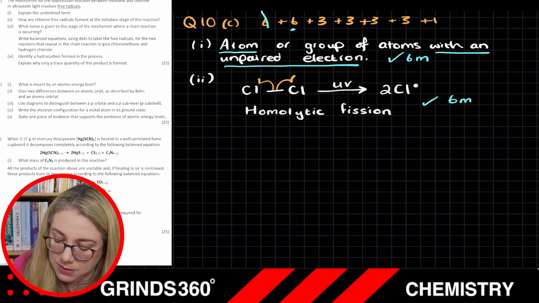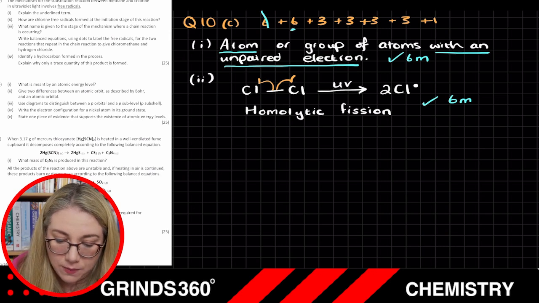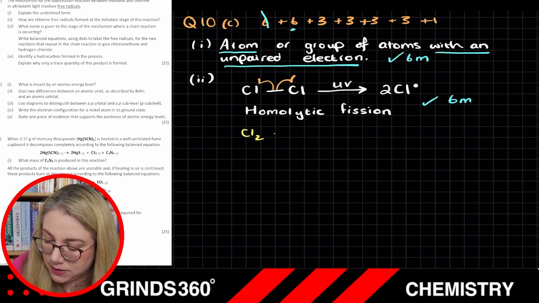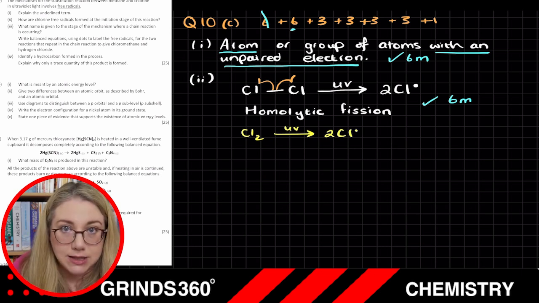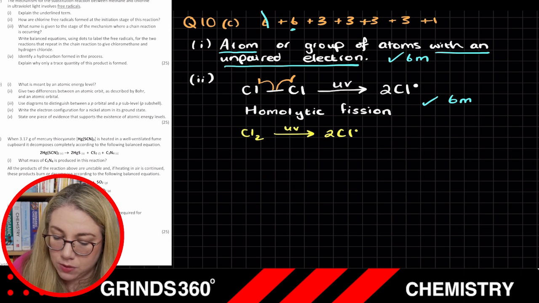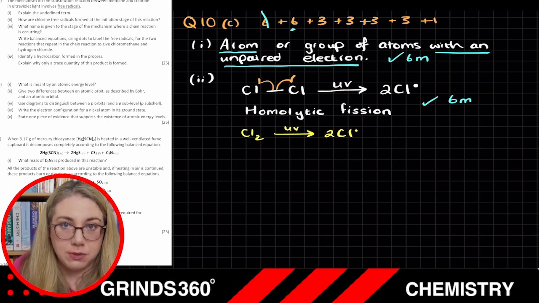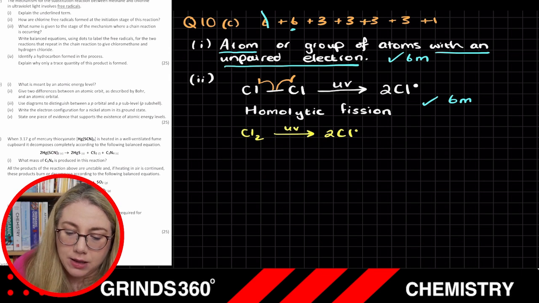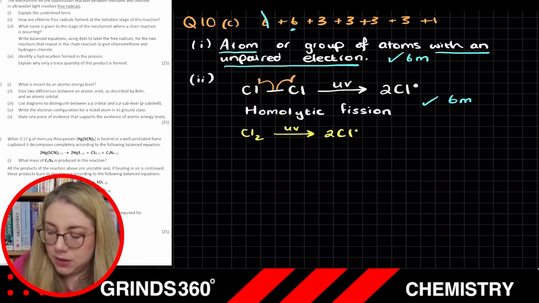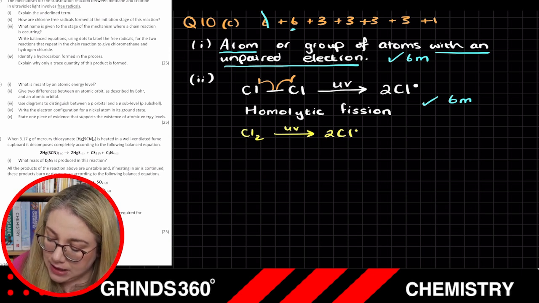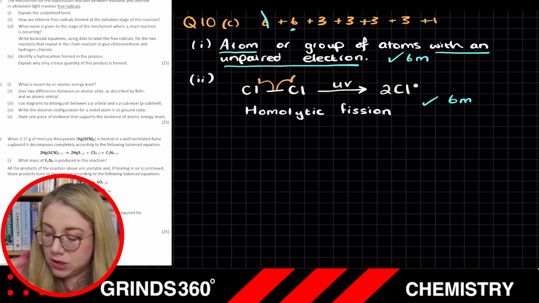Now, other acceptable answers here, I'm going to write them in yellow. If you did it as Cl2 in the presence of UV light and you just showed 2 Cl free radicals, that's fine. That's all you needed to show. If you wrote the word homolytic fission, that was also fine on its own for 6 marks. If you said the chlorine molecule is broken to give 2 chlorine free radicals, if you wrote it in words, that's also fine for 6 marks. So for your 6 marks there, you didn't actually need to show the arrows, but it's good practice to include them on your answer.